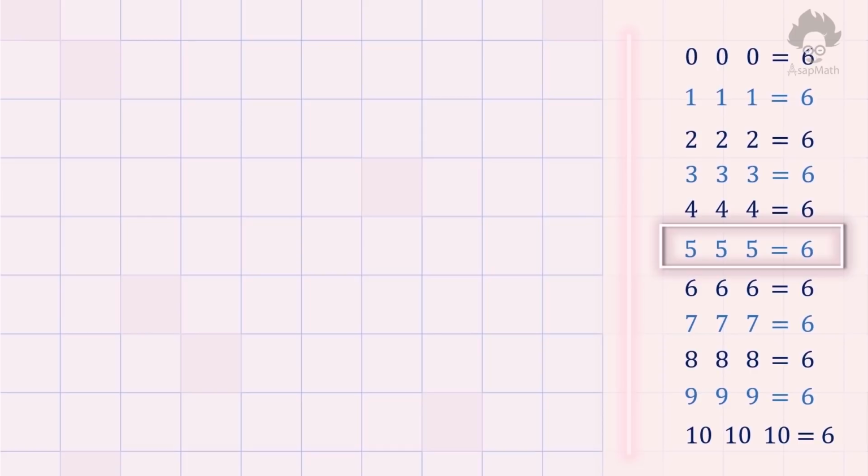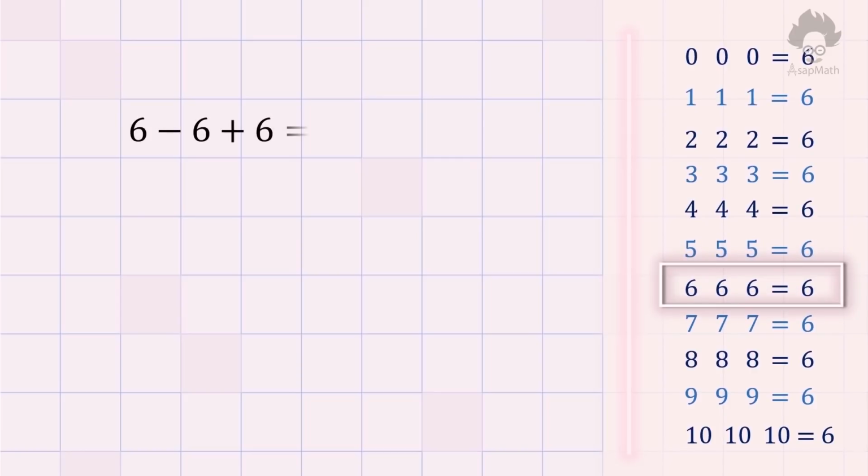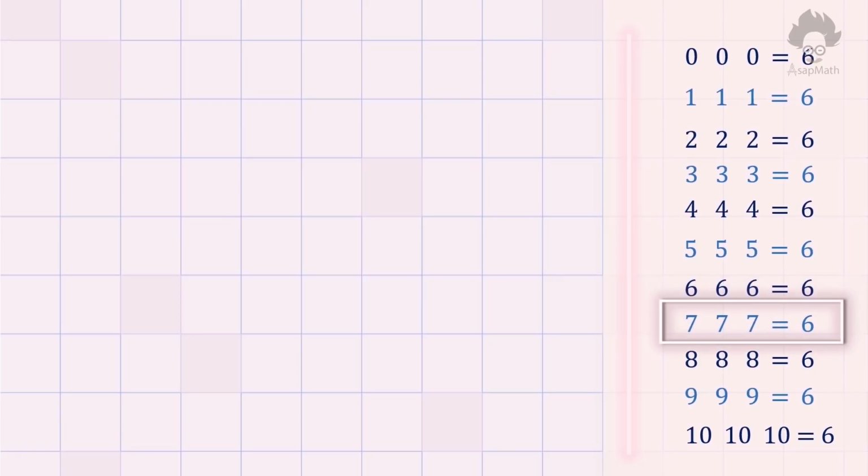This is also very much straightforward. 5 over 5 plus 5 will give the answer 6. Here we can use 6 minus 6 plus 6 equal to 6, or 6 into 6 and divide the product by 6. This is also very easy. 7 minus 7 over 7 results in the answer 6.